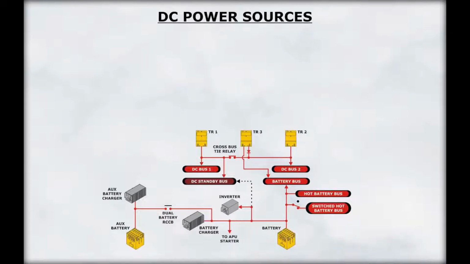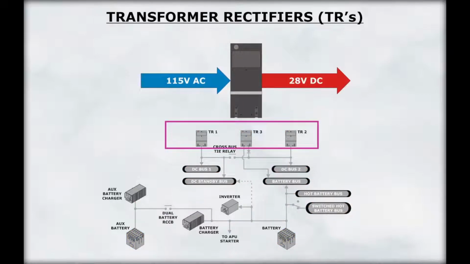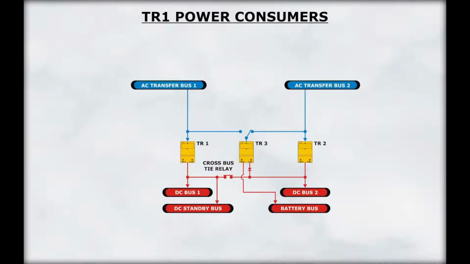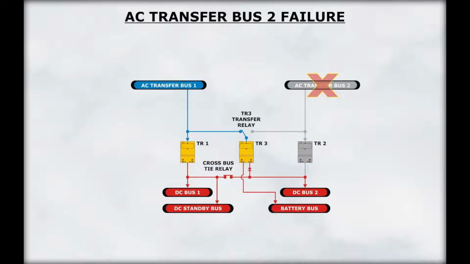The DC system is normally powered by a series of transformer rectifiers, or TRs, or the aircraft batteries. A TR converts 115-volt AC into 28-volt DC. There are three transformer rectifier units, TR1, TR2, and TR3. Transfer bus 1 powers TR1. Transfer bus 2 powers TR2 and TR3. However, if transfer bus 2 fails, TR3 will automatically receive power from transfer bus 1 through the TR3 transfer relay. Two TRs can supply the total DC load requirements.